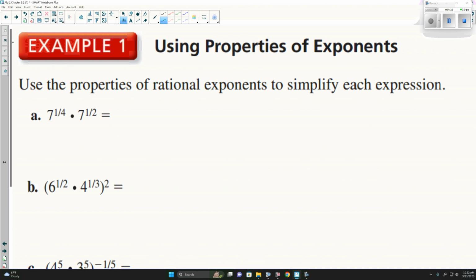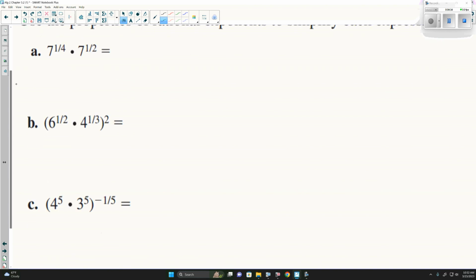So the first one we're going to look at is this one here, 7 to the 1/4 times 7 to the 1/2. Because the bases are the same, we can add the exponents. We can add the 1/4 and 1/2 together. Now, if we were doing this by hand, we would have to get the bases to be the same for us to be able to add.